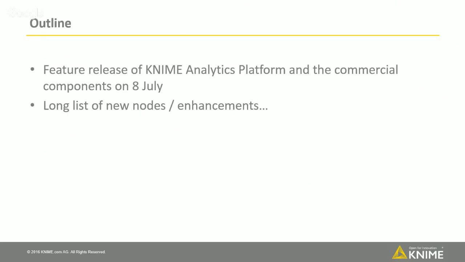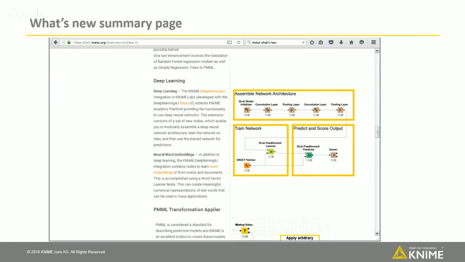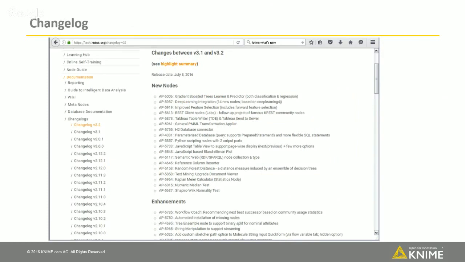There's quite a long list of new nodes, enhancements and new features that we put in, which is too long to present here. If you want to find out all the details, you have two choices. There's the What's New summary page that highlights some of those new features in a very user-friendly way. And if you want to get to the bottom of things, you can also look at the changelog linked from the What's New page, which will list each and every change that we made to the software.